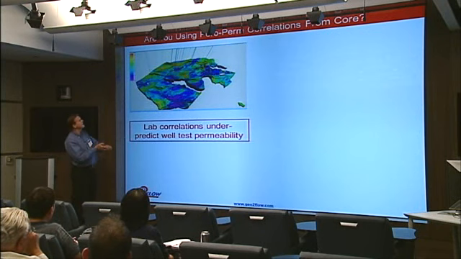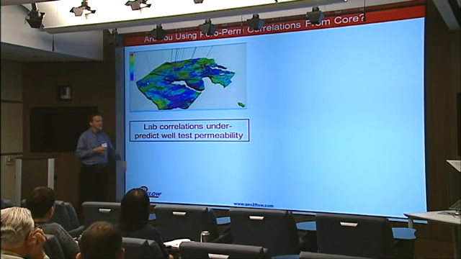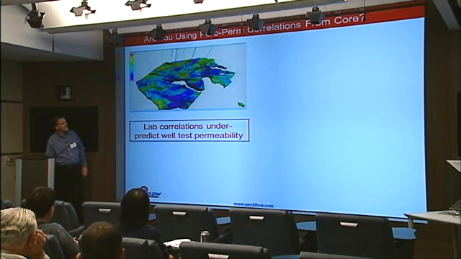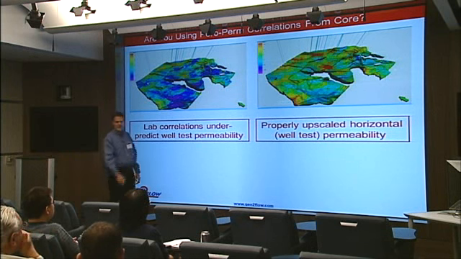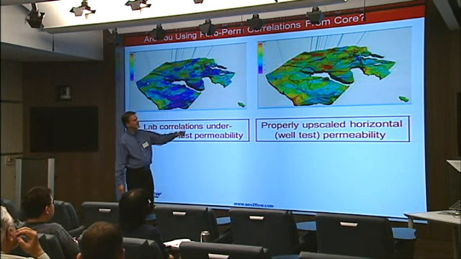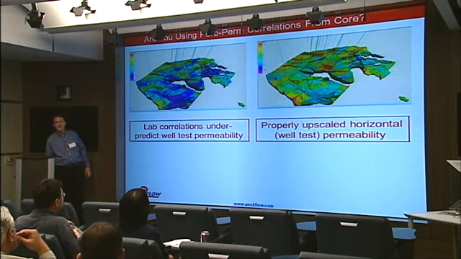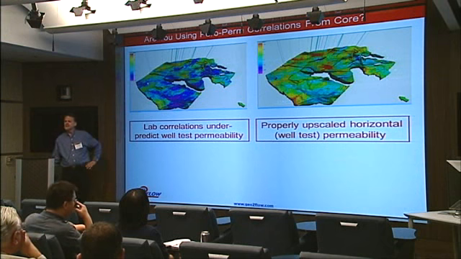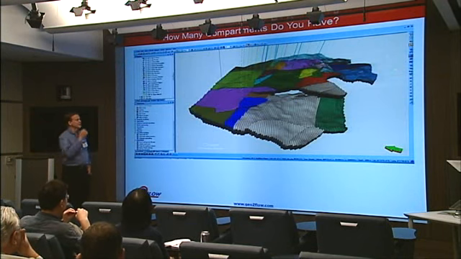Here's a capture out of Petrel. Let's see, if you're using poro-perm correlations from core, okay, they underpredict the well test perm. In GeoDaFlow, we calculate a well test perm that is different than just getting correlations from the core data. And there's a properly upscaled horizontal or well test perm. And you can see just from the colors that it's quite different. This is a reason that geologists get bad reputations with engineers, because they hand off to them perms that they can't well test match. So talk about history matching.